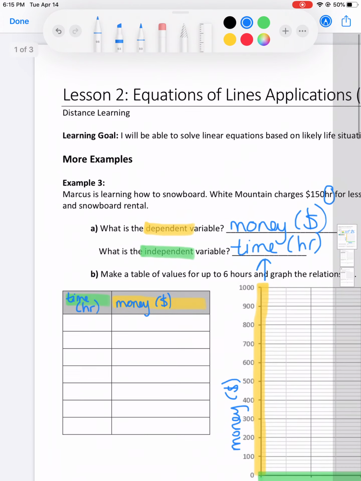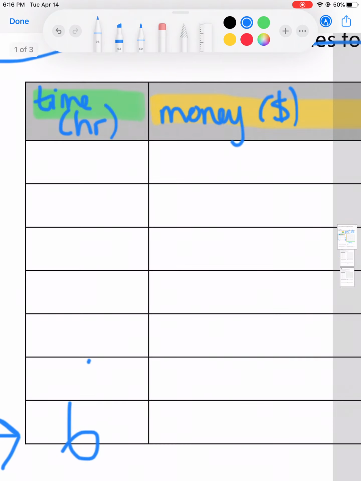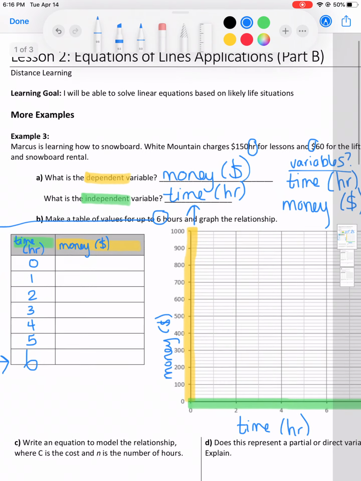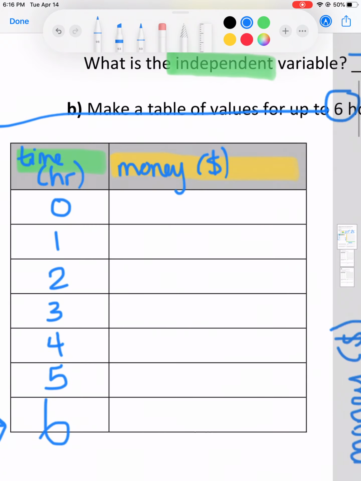Okay, so it says make a table for up to 6 hours. That means that number here has to be 6. So I'm just going to work backwards: 6, 5, 4, 3, 2, 1, 0. Okay, so let's figure out how much it's going to cost. So let's say he's rented everything, but he hasn't officially started the snowboarding lessons yet. How much has he spent? $60, right? Because that's the base price.